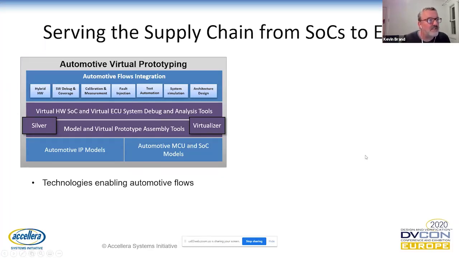Looking at this, we can see things like hybrid calibration and measurement, fault injection, which was already mentioned. The architecture design, again, has really been covered there. But of course, it's all about simulation, connectivity, and ecosystem support.